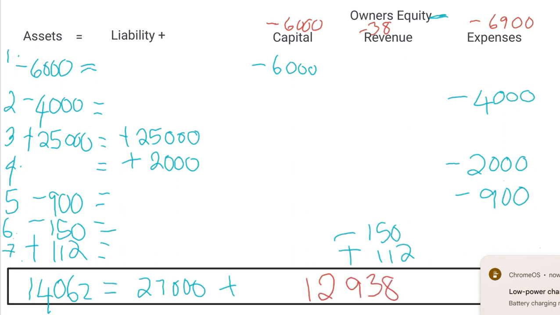So if you add 27,000, okay, 27,000 minus 12,938, how much do you get? You should get 14,062. This should be your answer. And that's how you do your accounting equation.